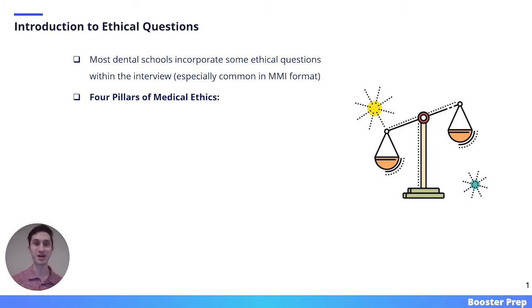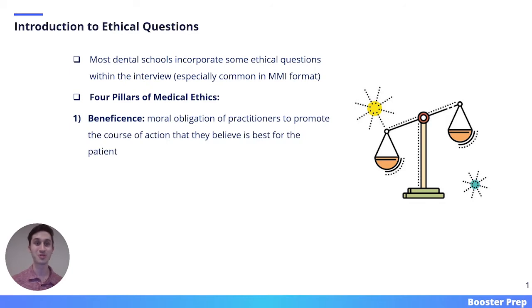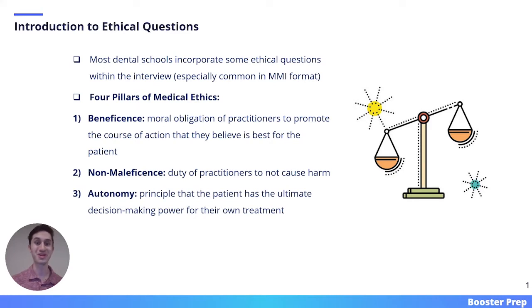On this slide, we're going to cover the 4 pillars of medical ethics. First, there is beneficence, which is the moral obligation of practitioners to promote the course of action that they believe is best for the patient. Second, there is non-maleficence, which is the duty of practitioners to not cause harm. Third, there is autonomy, which is the principle that the patient has the ultimate decision-making power for their own treatment.